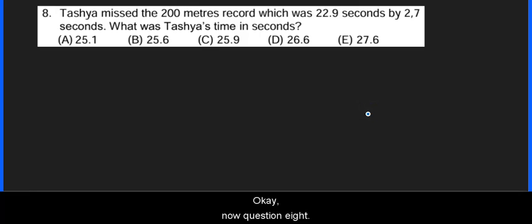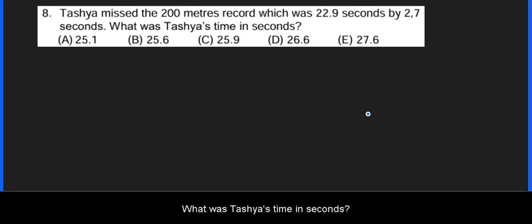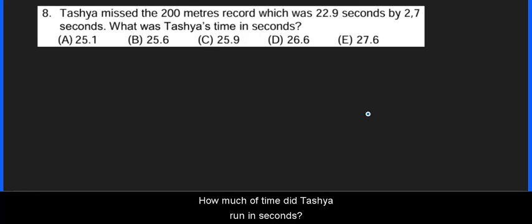Okay, now question 8. It says Tashna missed the 200 meters record, which was 22.9 seconds, by 2.7 seconds. So the initial record was 22.9, and Tashna missed it by 2.7 seconds. What was Tashna's time in seconds? How much time did Tashna run in seconds?